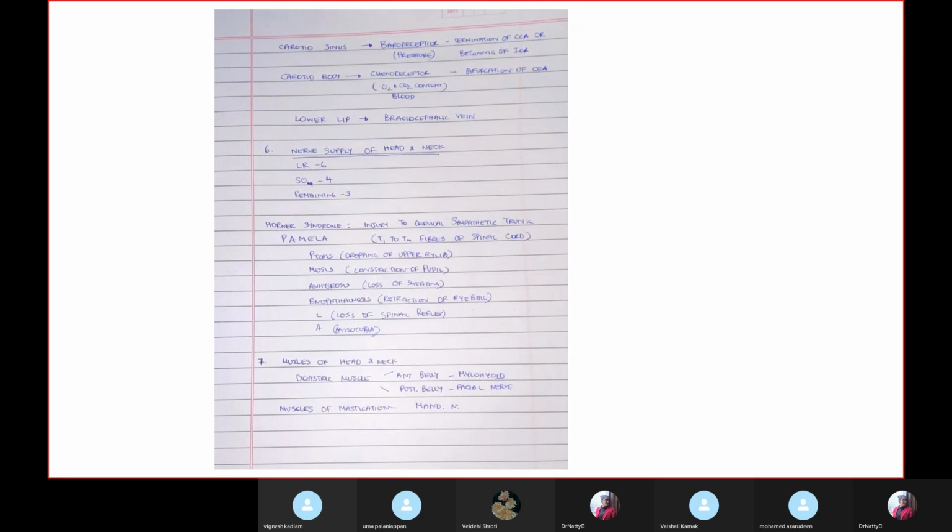So I hope this brush up was useful. Some points here and there I would have missed out, but these are the very must know important points from anatomy. Whatever points, very important ones, in case if I have missed it out, I'll post this handwritten notes after completing them. And anything, any doubts from the MCQ, if you guys have, post it in the group.